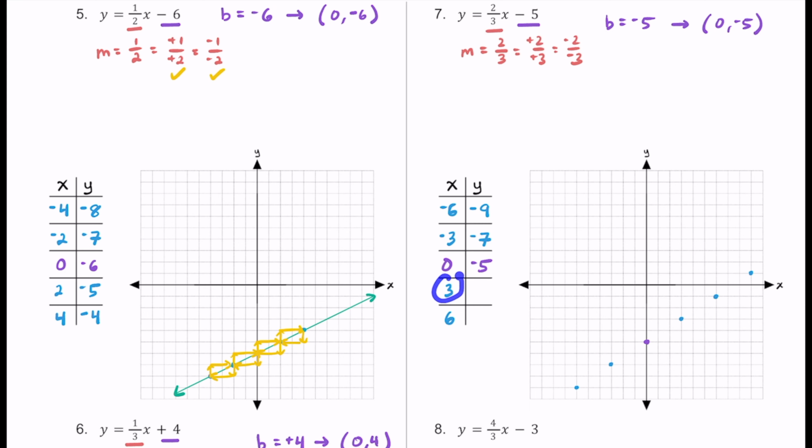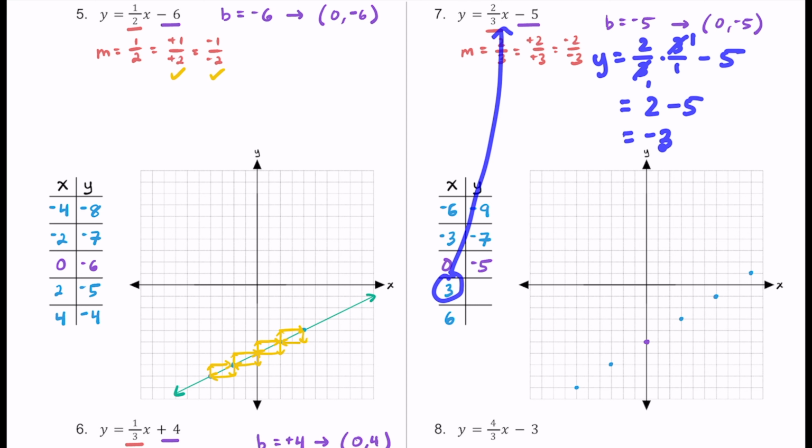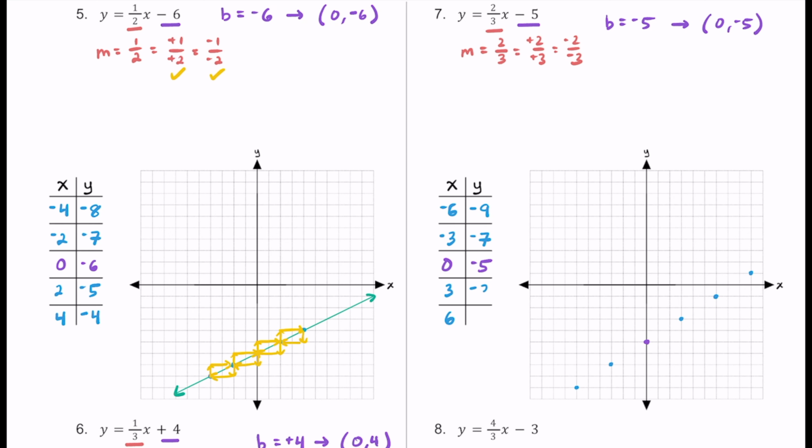Then let's go ahead and take this 3 and plug it in. So that's going to be y is equal to 2/3 of 3, and then take away 5. Now the 3's will cross cancel, make 1's. 2 times 1 is 2, so we have 2 minus 5, and that's equal to -3. So we have 3 comma -3, which is in quadrant 4 over here. Let's put that in the table just so we have it.